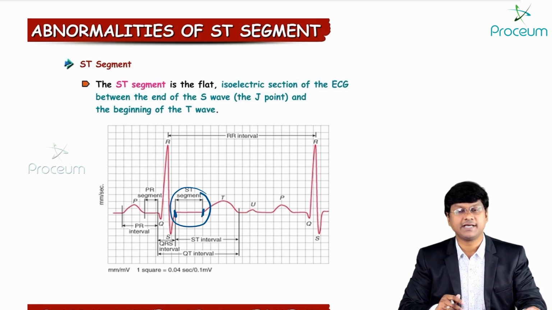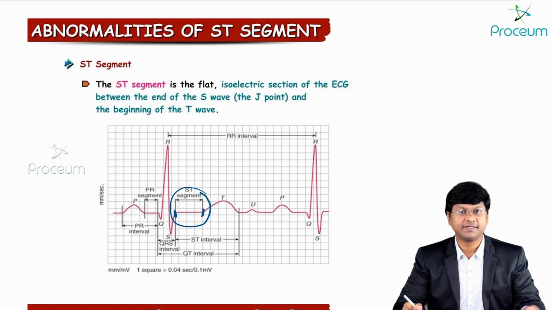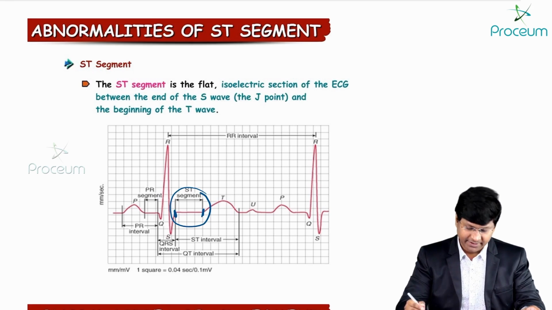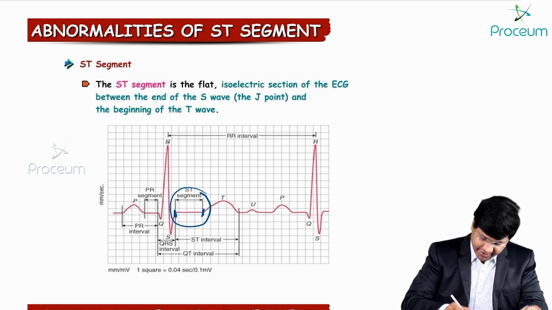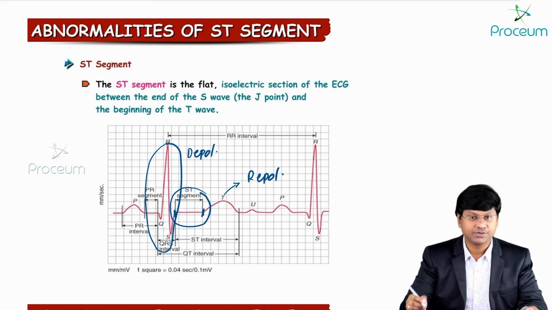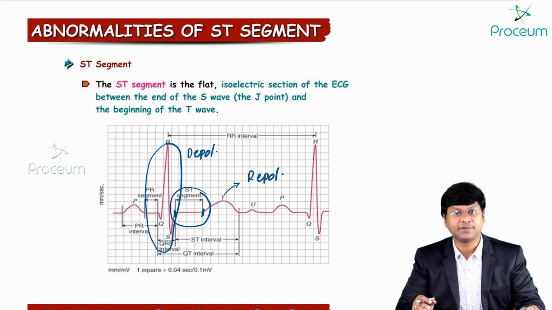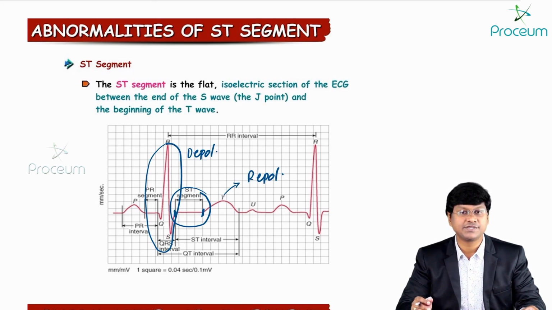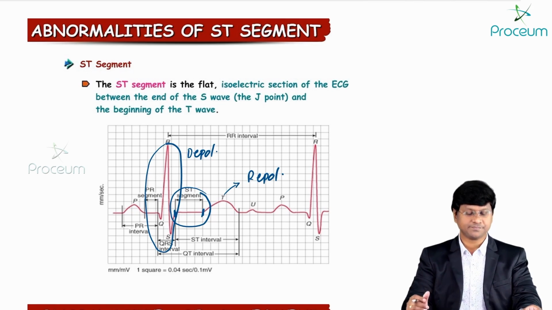So this is what is called the ST segment. If you see this particular ST segment, it represents the interval between the ventricular depolarization, so this is your ventricular depolarization, and the ventricular repolarization. So that is your ST segment. It represents the interval between the ventricular depolarization and ventricular repolarization.